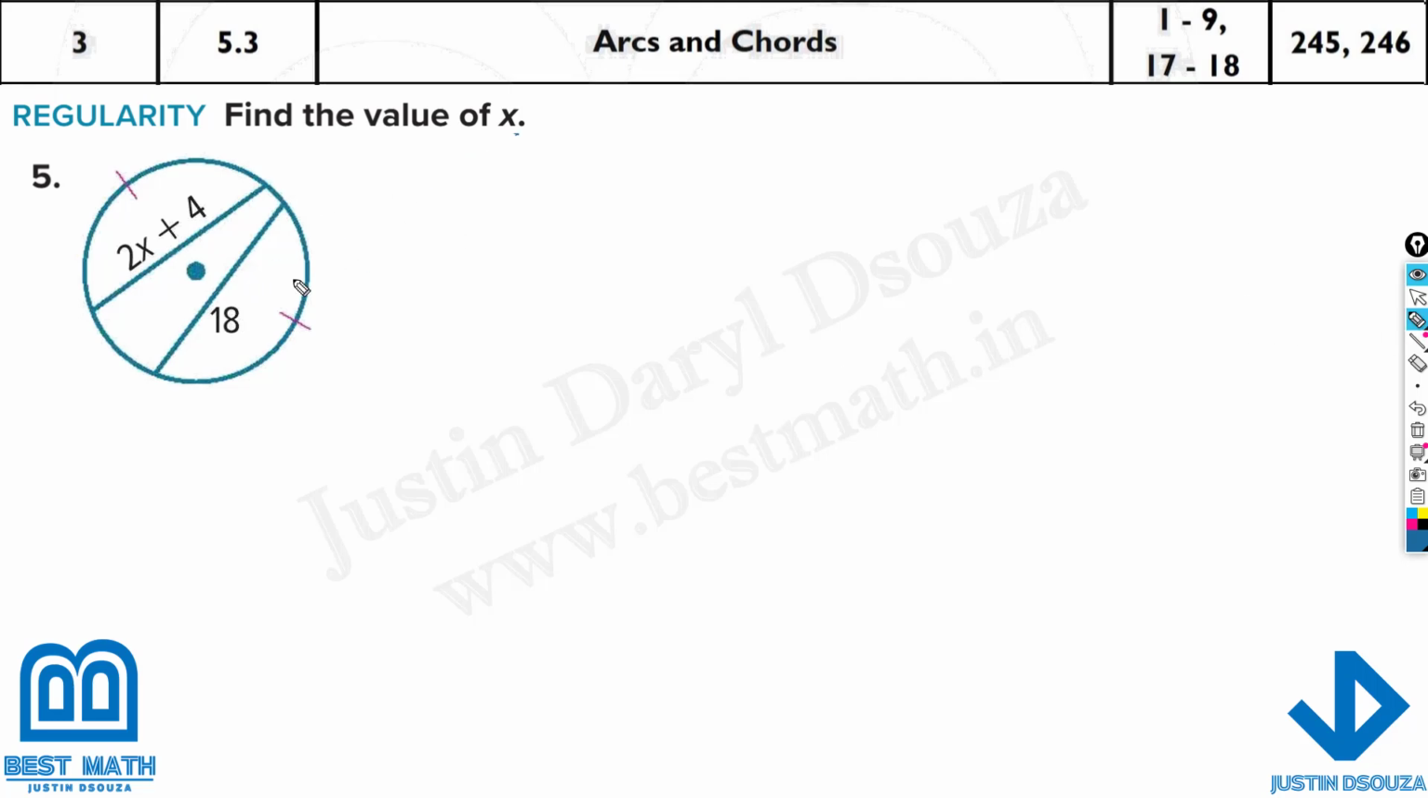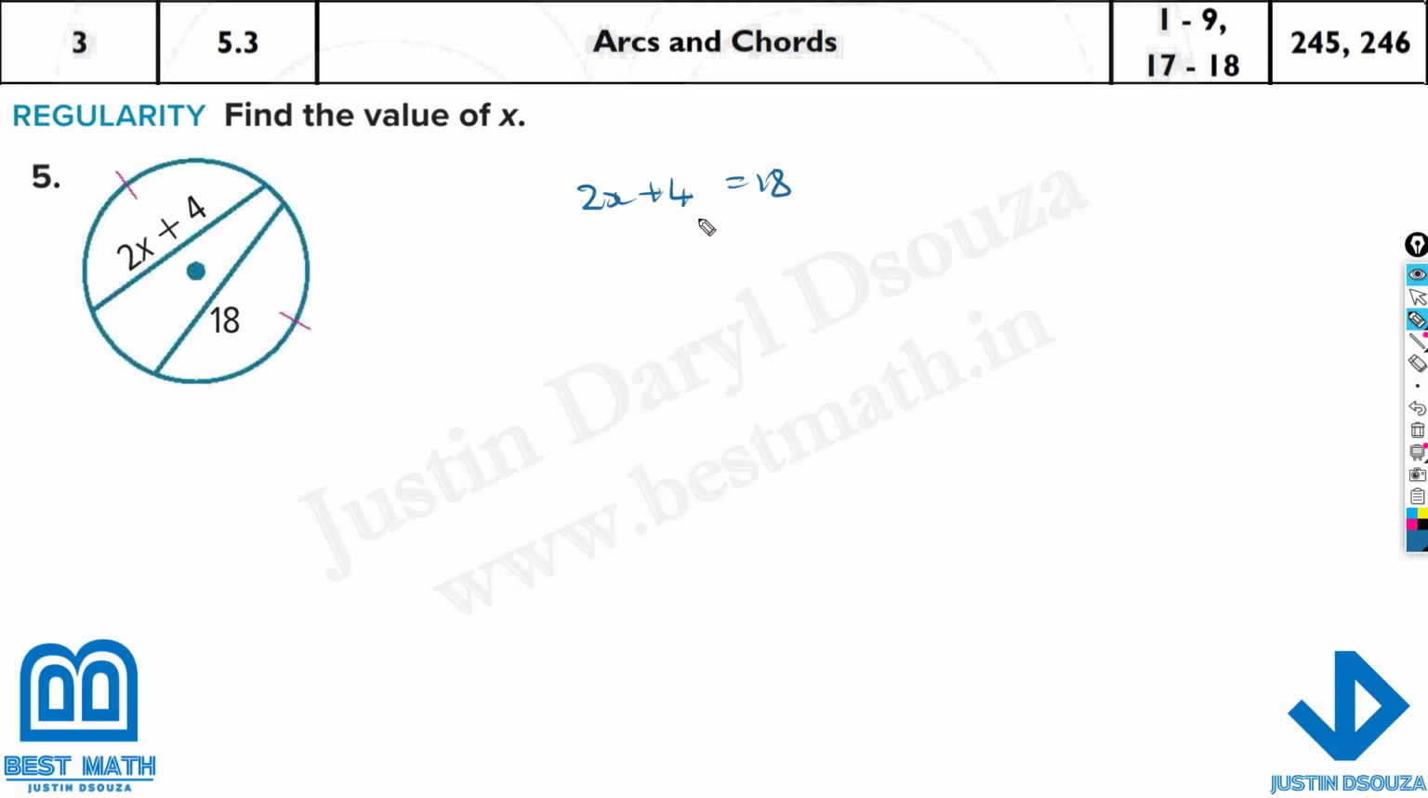They are told to find the value of x, and they have told this arc and this arc are equal. If both arcs are equal, then the chords which cut the arcs are also equal. So here, what we can write is 2x plus 4 is equal to 18.